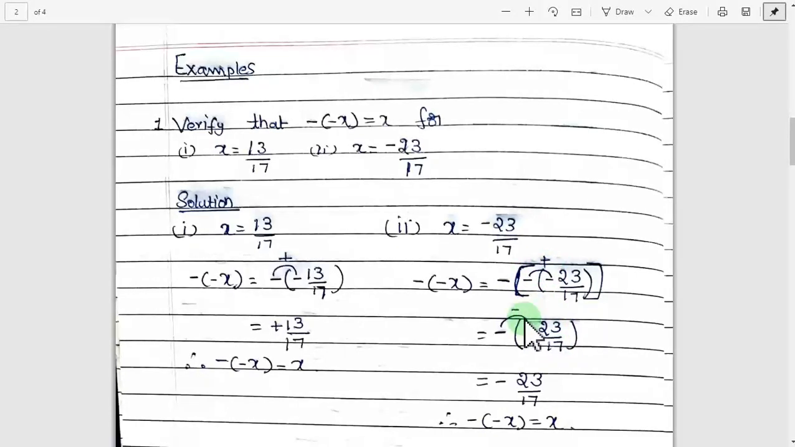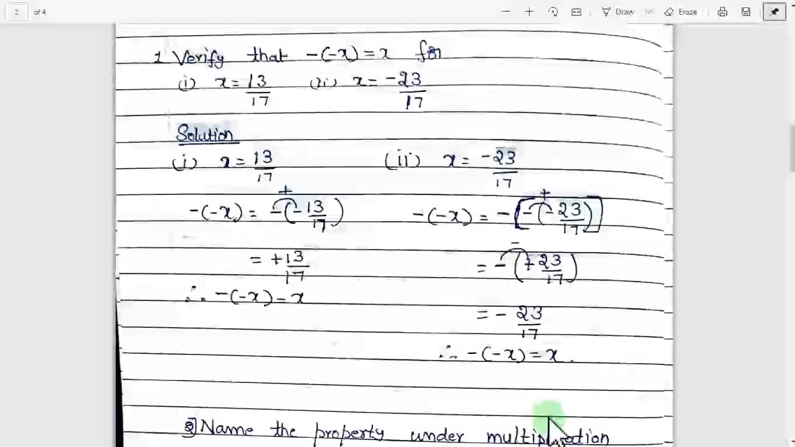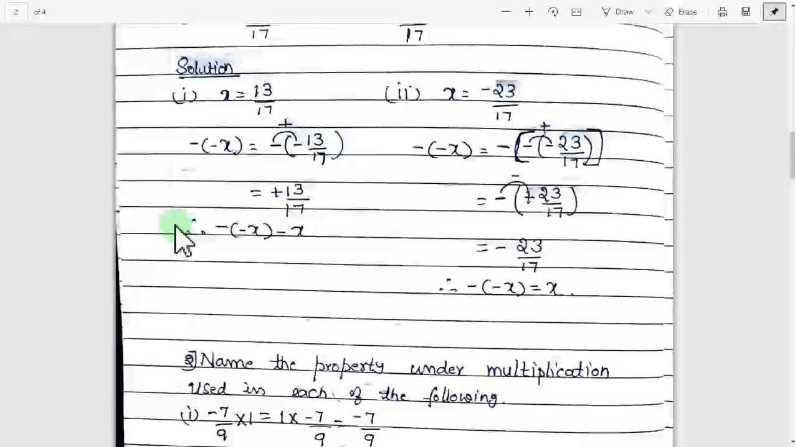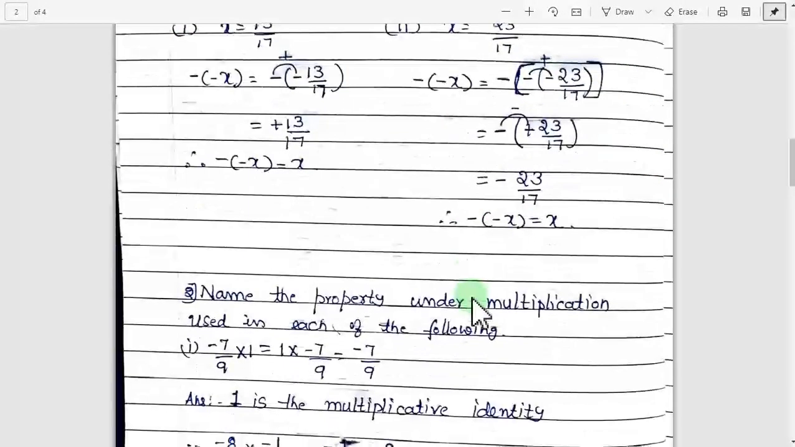Now we will remove this bracket. So plus and minus becomes minus. So minus 23 by 7. This minus 23 by 7 is again the x value we got. So we can say, minus into minus x is equal to x. Similar sums are there in the exercise. By referring to this and understanding this, you have to do the exercise sums. Next exercise sum, that similar type of sum I am explaining to you.